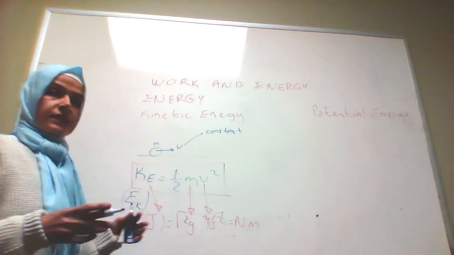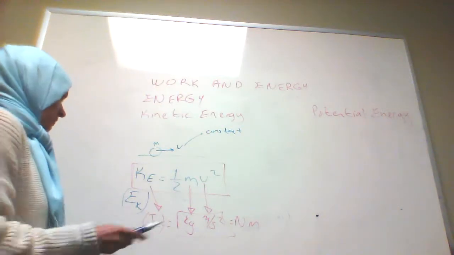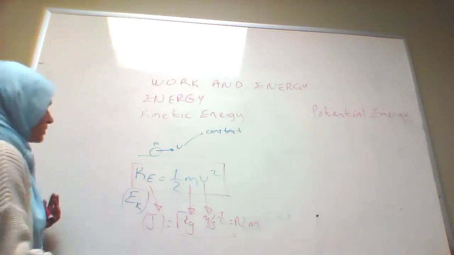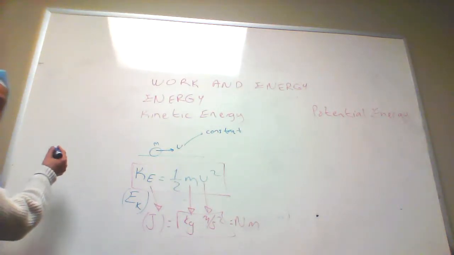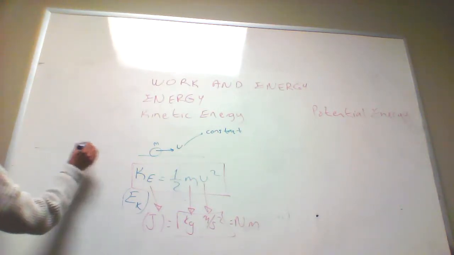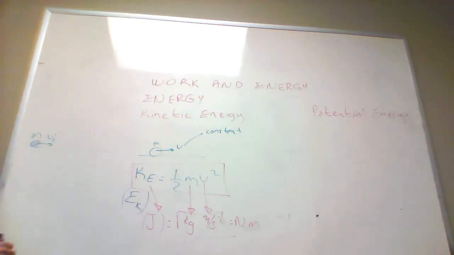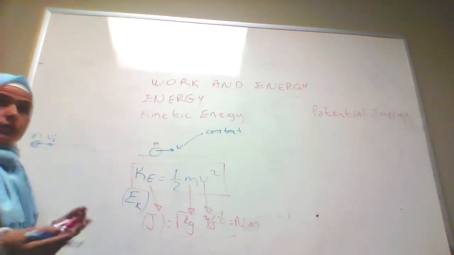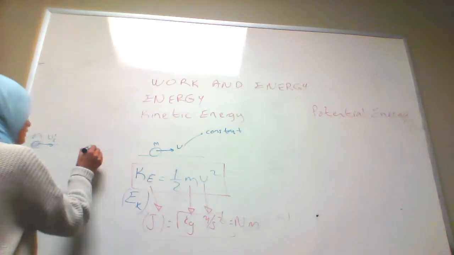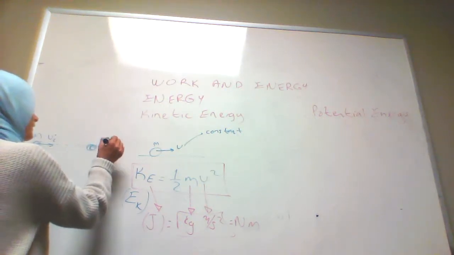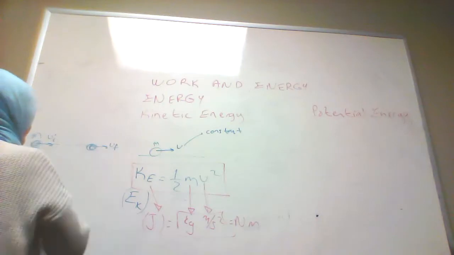What if the object does not have a constant velocity? It's possible. It could have an initial velocity. Let me show it to you here. So if the object has an initial velocity, mass m, it's called v initial, and it changes, decreases or increases, right? Possible, we learned this in kinematics. It has a final velocity, it's accelerating or decelerating.